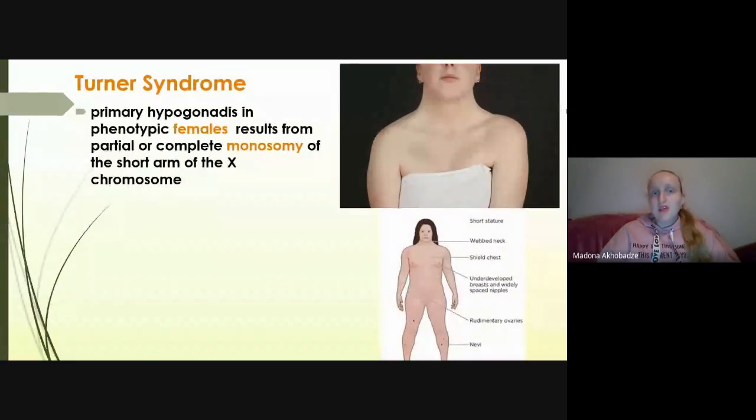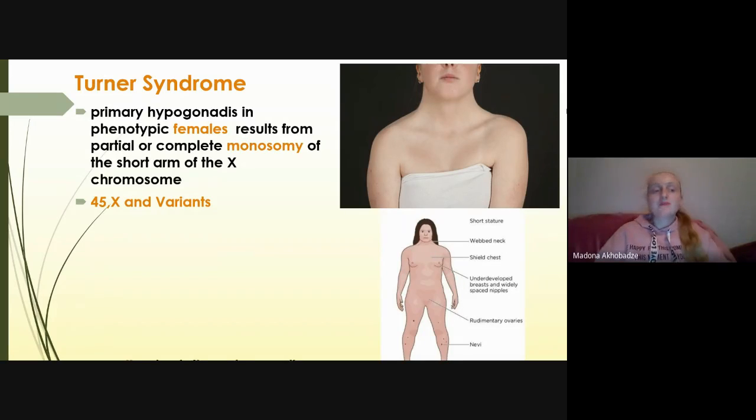Turner syndrome is primary hypogonadism in the phenotypic female. So in phenotypic males it was Klinefelter; in females it's Turner syndrome. But instead of two X and Y, we have monosomy of the short arm of the X. It means we have a lack, or the whole X could be missing. Monosomy means having one X chromosome. So instead of 46, we have 45 chromosomes, X0, or the variants could be just a small part of X missing.